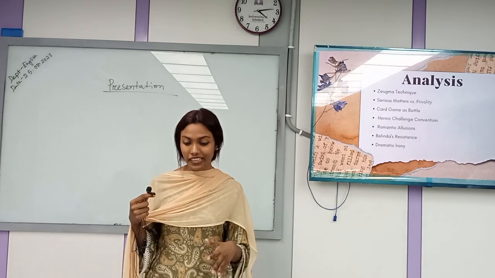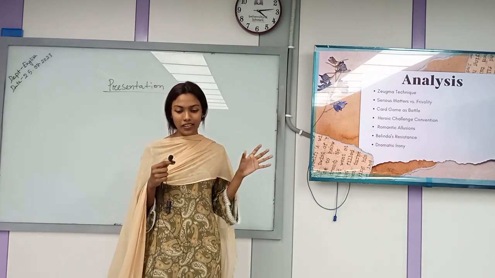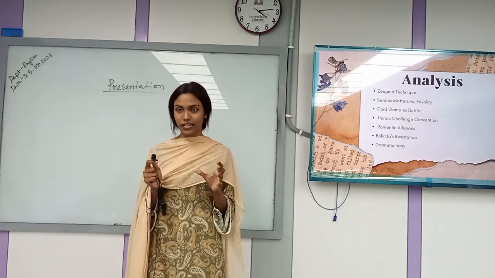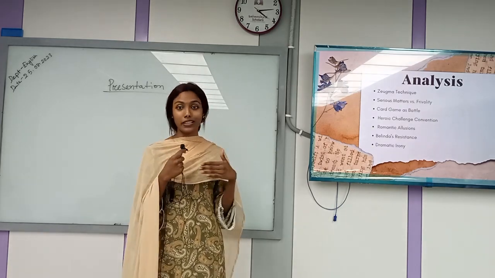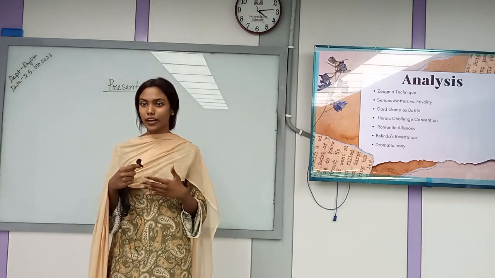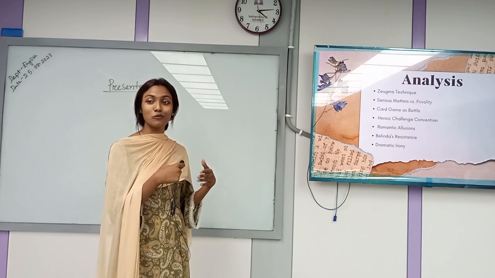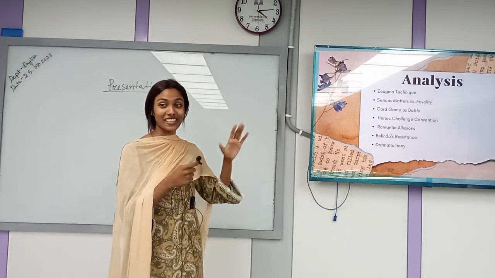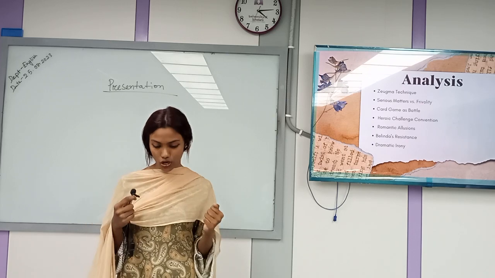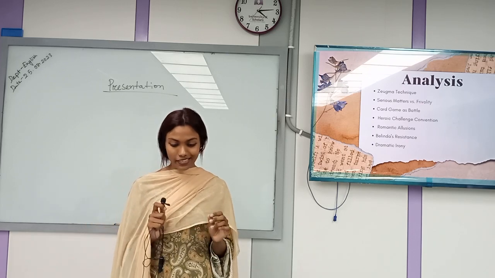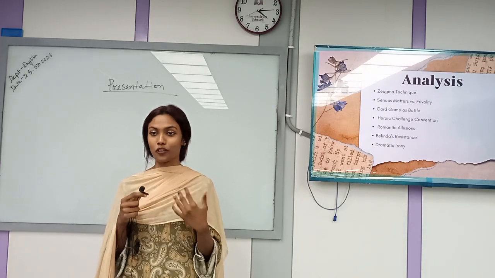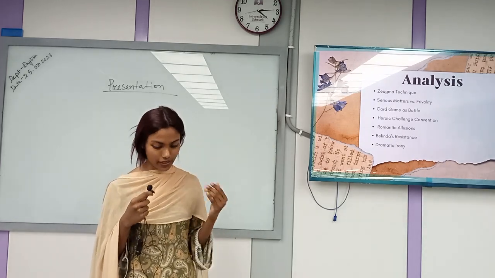The third is card game as battle. The card game was a way to show the war between Belinda and Baron. When Belinda won the card game, it sparked something in Baron that triggered him to do the act he does at the end of Canto 3, which was to cut Belinda's lock. And the fourth one is heroic challenge convention. This is the heroic action of Baron cutting Belinda's lock.